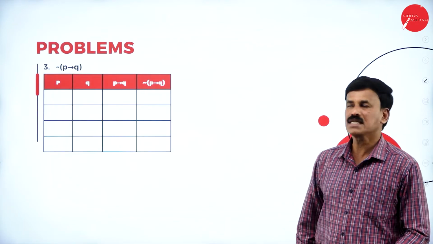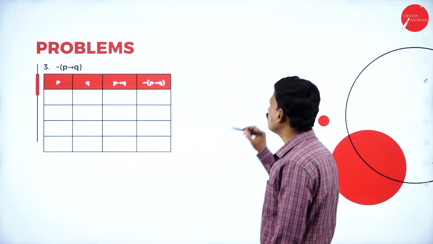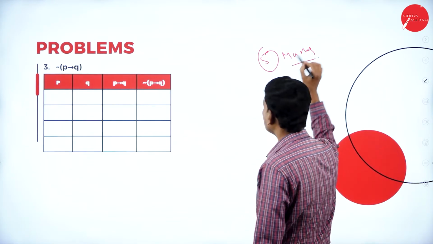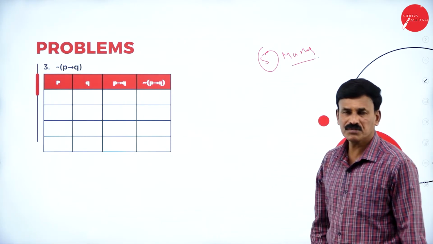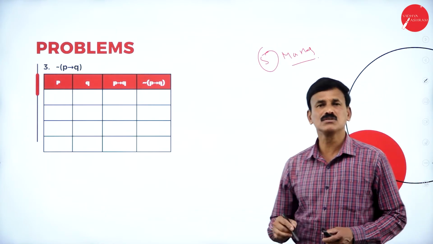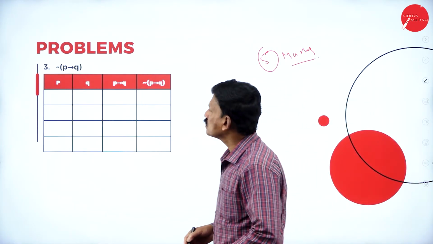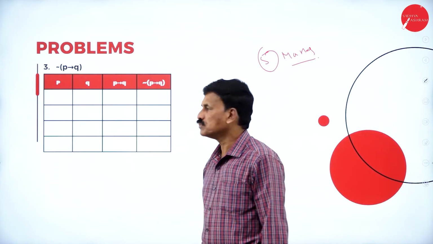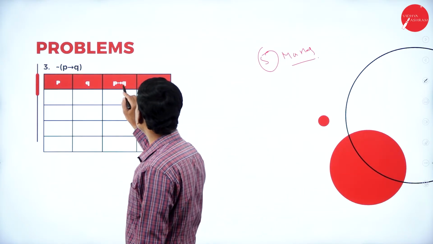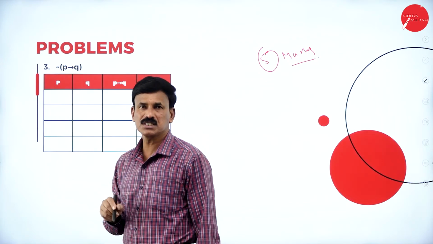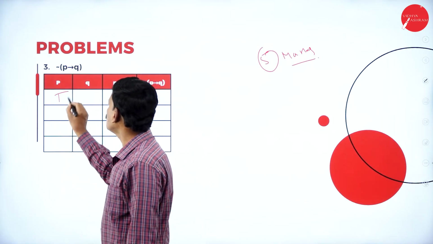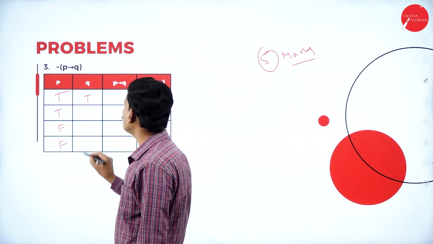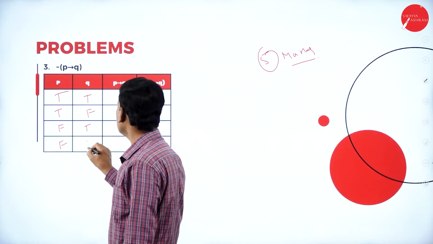Okay. Now, let us take one more problem. These are all simple problems for 5 marks, right? Very important from the point of view of examination, and very easy to solve. Now, what is given? Negation of P conditional to Q. Write down P, Q, P conditional to Q, and negation of P conditional to Q. First P: true, true, false, false. For Q: true, false, true, false.